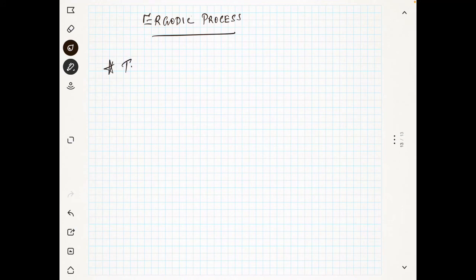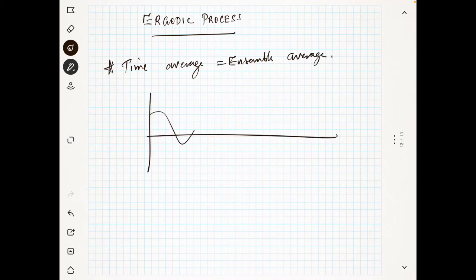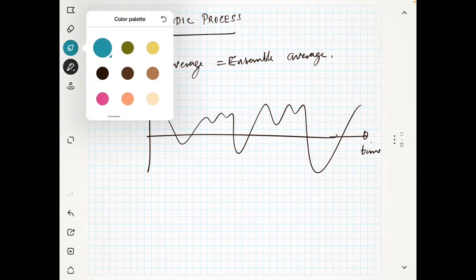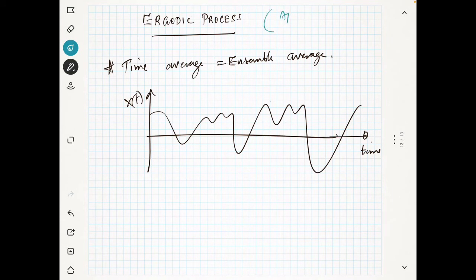Ergodic process means the time average of the process will be equal to the ensemble average. Suppose you have a random process, this is x of t and this is the time axis. This will be applicable only if the process is stationary. If the process is stationary, then only it is applicable. That means the statistical characteristics of the process should not change with time. So we are talking about the ergodic process now.